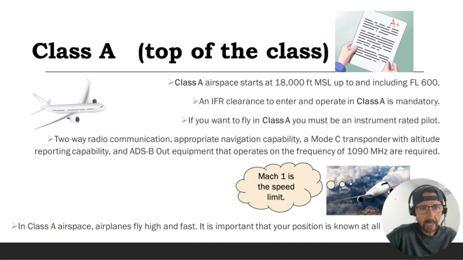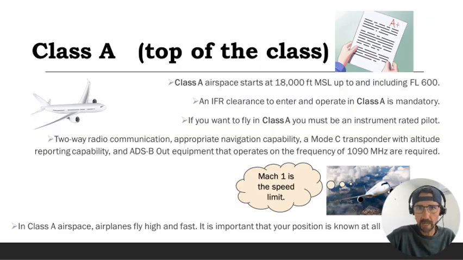All right, so Class A, we just said, is top of the class. It's the high altitudes, right? 18,000 feet. You have to be an IFR rated pilot. You have to have an IFR clearance. You have to be on an IFR flight plan. You have two-way radio communications. You have to have a Mode C transponder, and you have to have ADS-B Out equipment, and you have to operate within that area with the appropriate radio. Obviously, you have to be communicating. Mach 1 is your speed limit. In Class A airspace, airplanes fly high and fast, so it's really important that they know where they are. That's why you have to be on an IFR flight plan.